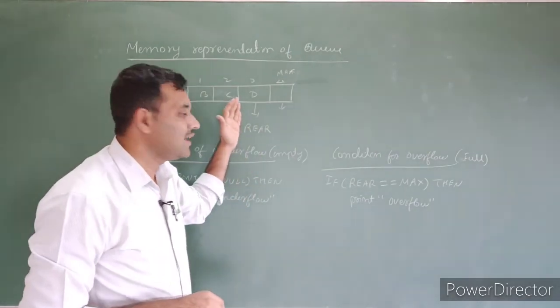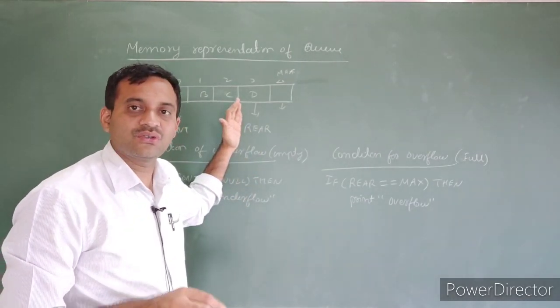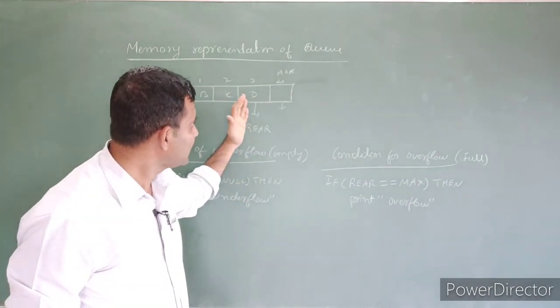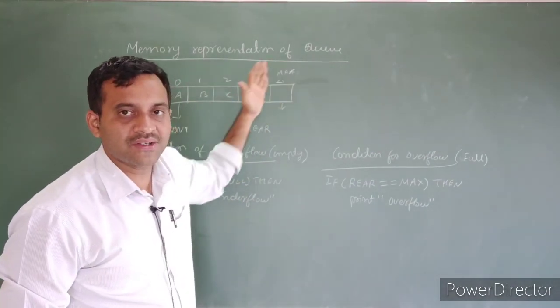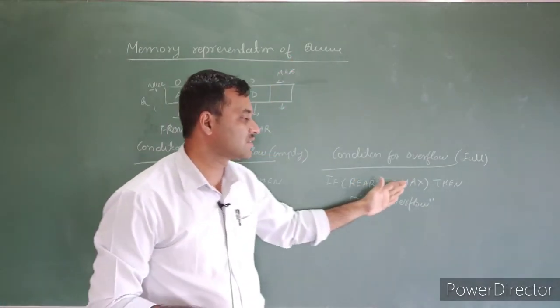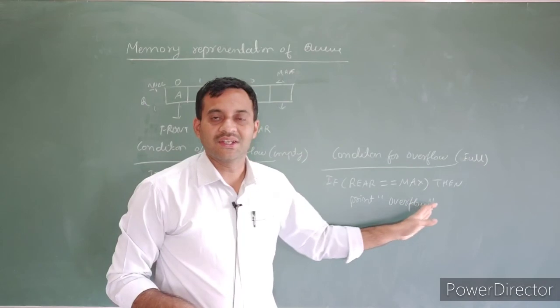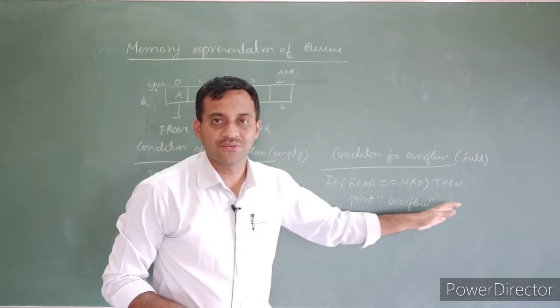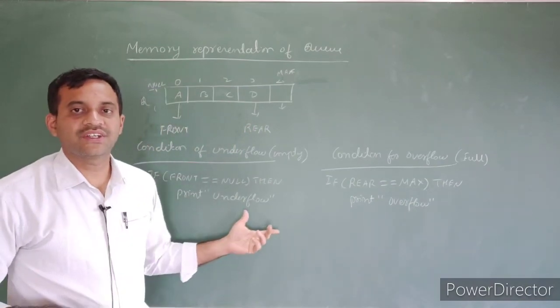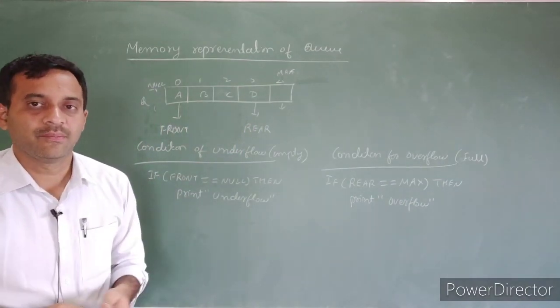Then the rear pointer is used to insert a new element into the existing queue. If the rear pointer reaches the maximum element, that condition is called overflow. That is, the queue is full. That condition is called overflow. So these are the two conditions to represent a memory.